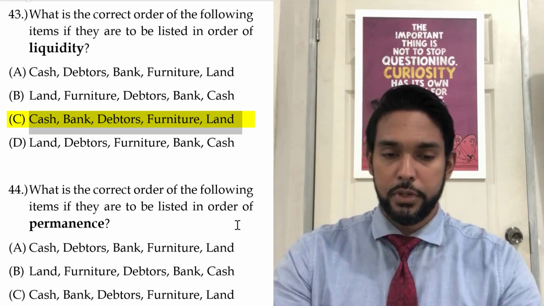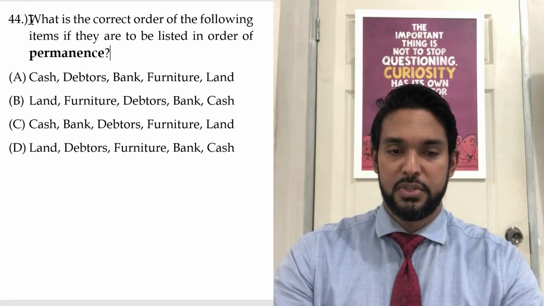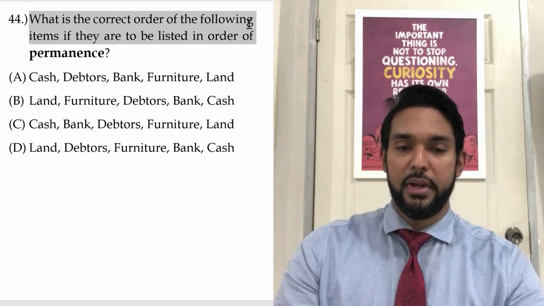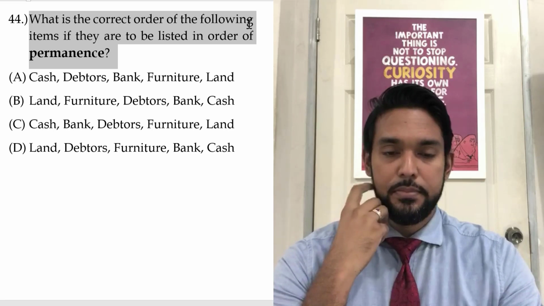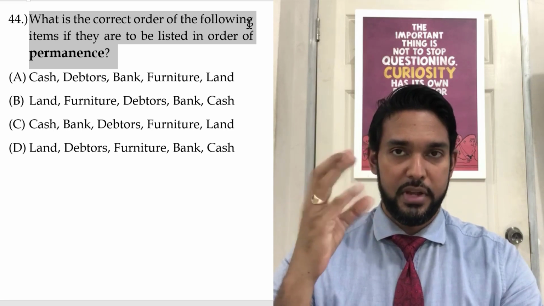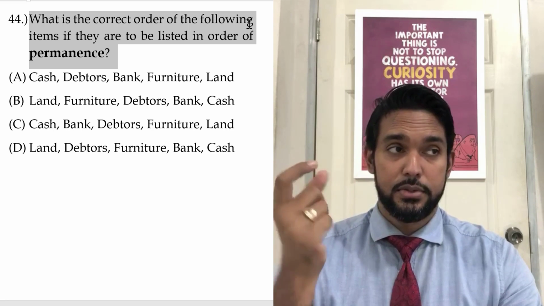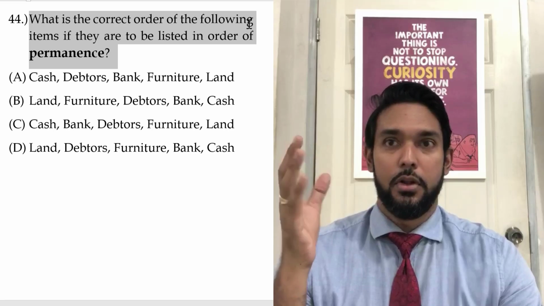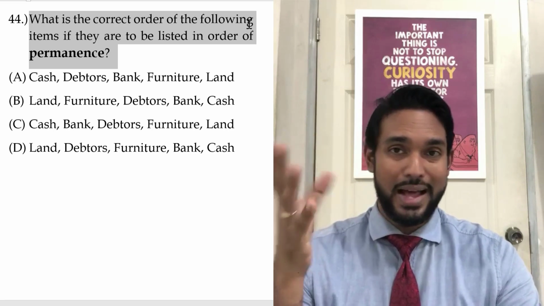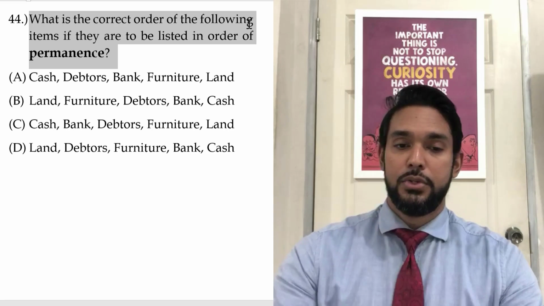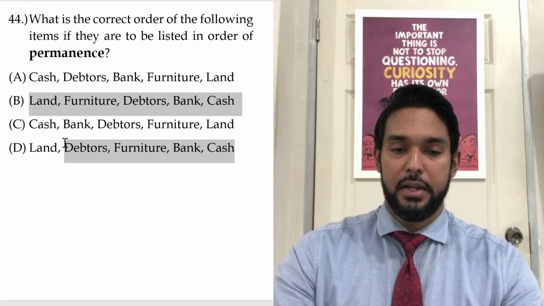Okay. Let's take a look at number 44. So we have another one asking about permanence. What is the correct order of the following items if they are to be listed on a permanence? Okay, so these are the same options from above with cash, bank, debtors, furniture, and land. So remember, permanence means long lasting. So the longest lasting asset usually in most cases is land or freehold premises or land and buildings, whatever you want to call it. So we're looking for options starting with land. So we have land here and land here.